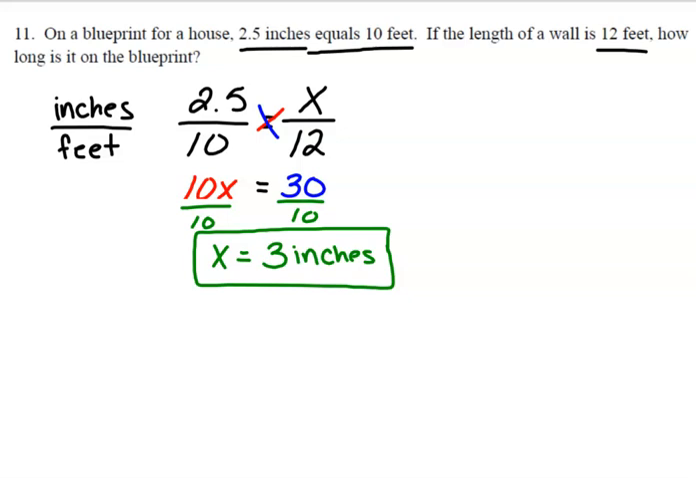If you need more time with this example, hit pause. Otherwise, I'm going to move on to the next problem.